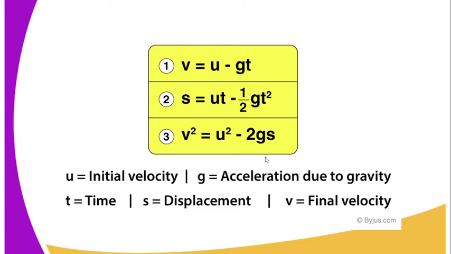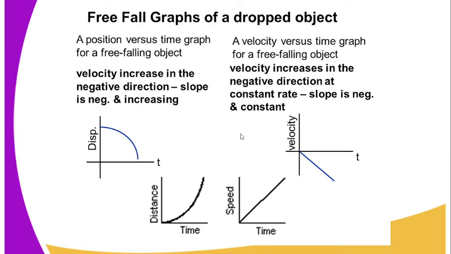Next, we have free fall graphs. As you can see from the graph, we have the displacement time graph. That is for a body that is moving with varying velocity. You can see the curved graph that goes downward there, next to the speed time graph. As you can see, that body is moving with a varying velocity, and the other one is moving at a constant acceleration.